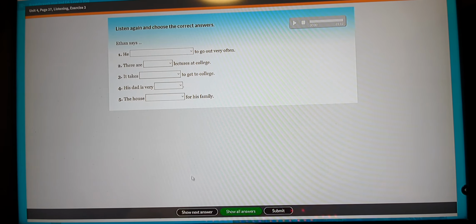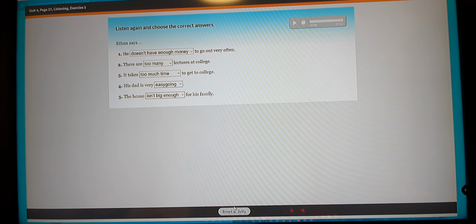I won't bother to play it again. You had to fill in the spaces. Ethan says he doesn't have enough money to go out very often. He says there are too many lectures at college. It takes too much time to get to college. His house is quite far from the college.